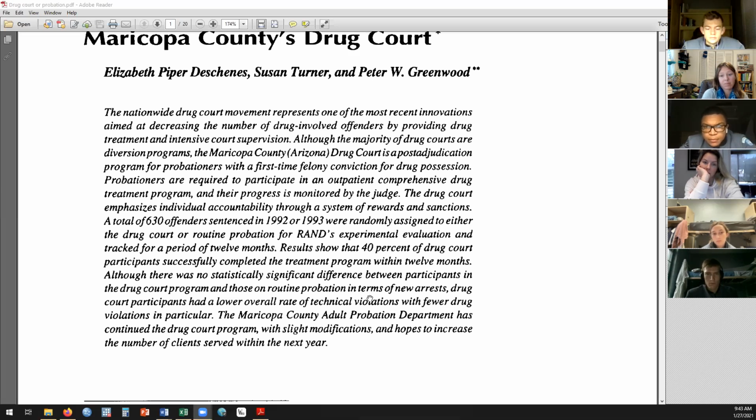40% of those 630 offenders successfully completed the treatment program within 12 months. That's part of it. Actually, the next sentence is the most important part. So what we see here, there were no statistically significant differences between those that went through the drug court and routine probation in terms of new arrests, but those that went through drug court had lower technical violations. So we are not seeing a difference in arrest, but we are seeing a difference in a technical violation.